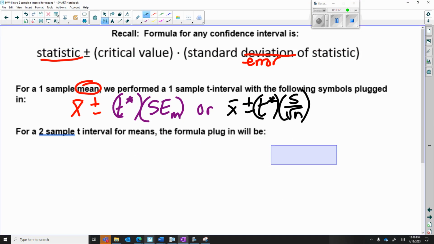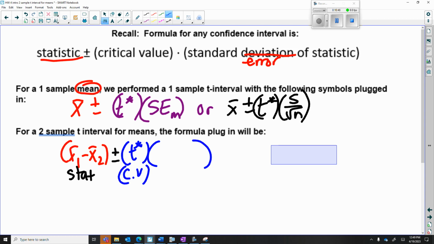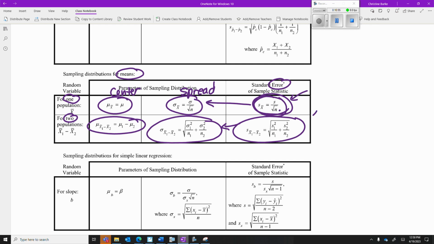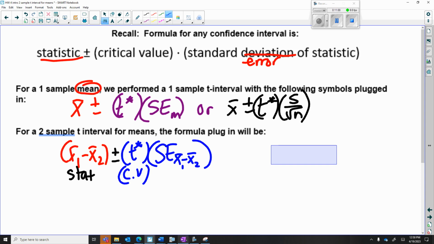Now, we're going to go to two means. So for two means, in place of x bar, it's going to be x bar 1 minus x bar 2. That's going to be our statistic, plus or minus critical value, still t star, times the standard error of the two x bars. So now we just look at our reference sheet, and we're going to use this one here. It's s1 squared over n1 plus s2 squared over n2. I'm going to rewrite it.